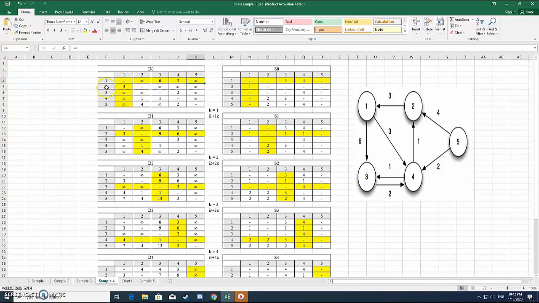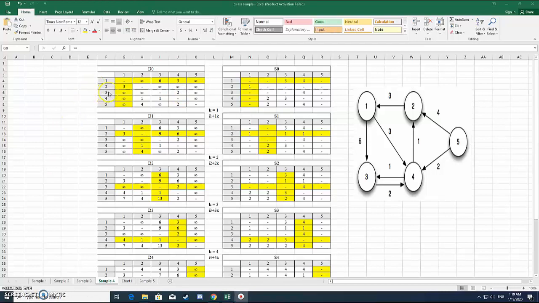Okay, now we see the number 2. We look at the diagram. The number 2 only goes to 1 and the distance is 3, so we put the 3 inside here, and for the other 3 we put infinity here. Now we see the number 3. The number 3 only goes to 4 and the distance is 2. So we put the 2 here.